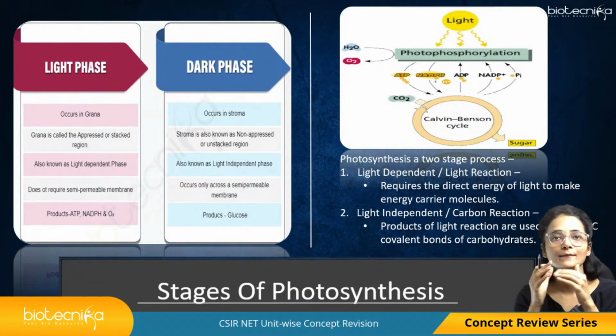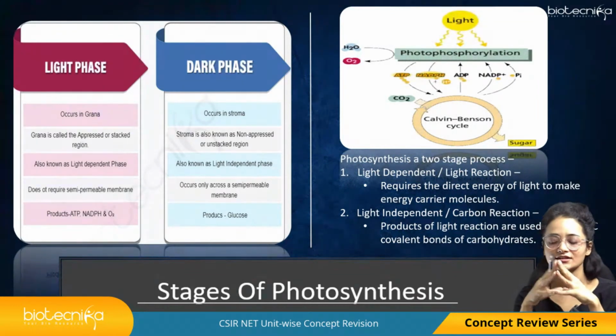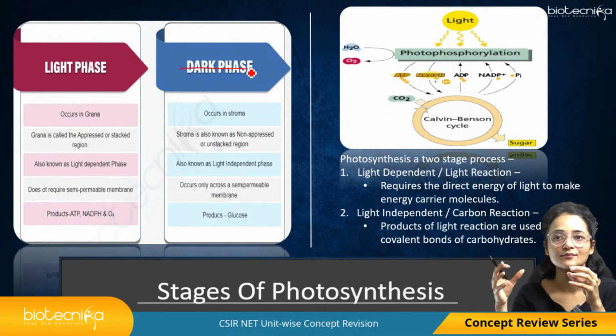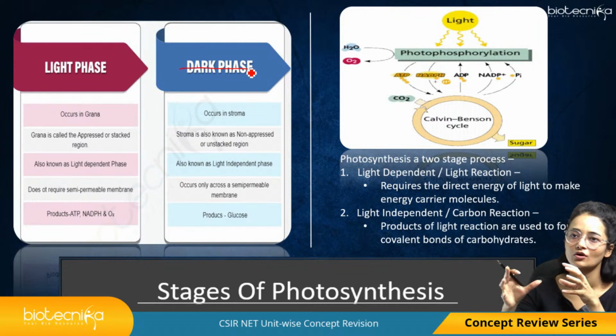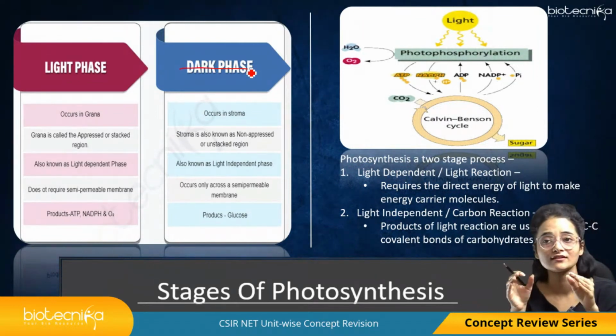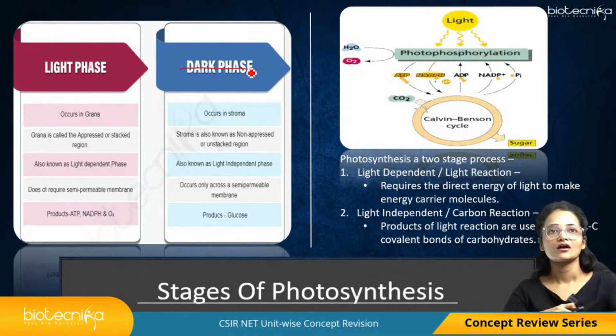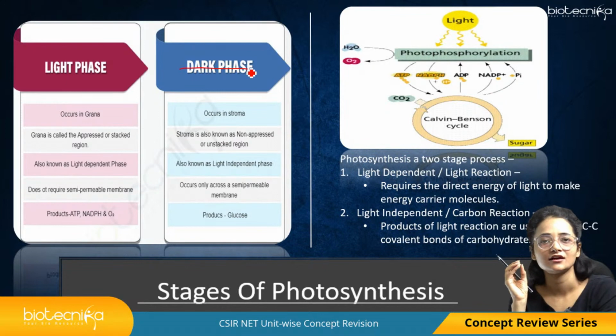Now, coming to the stages of photosynthesis. There are two stages of photosynthesis. One is the light phase, and the other is, although it is written as dark phase, actually not a dark phase, right? It is the light independent reaction that takes place here. You cannot call it the dark phase. Nowhere in the standard books is it written as the dark phase. So correct it, okay? One is the light phase, and the other is the light independent phase.